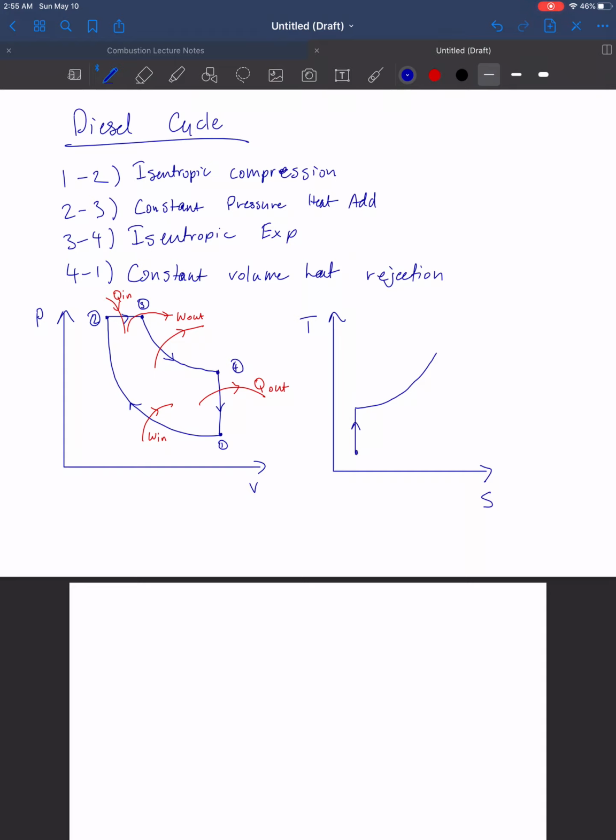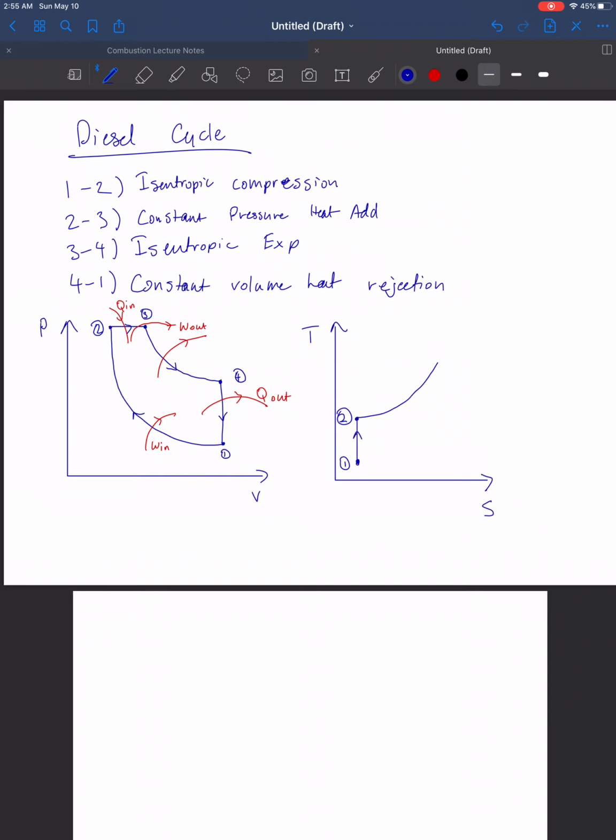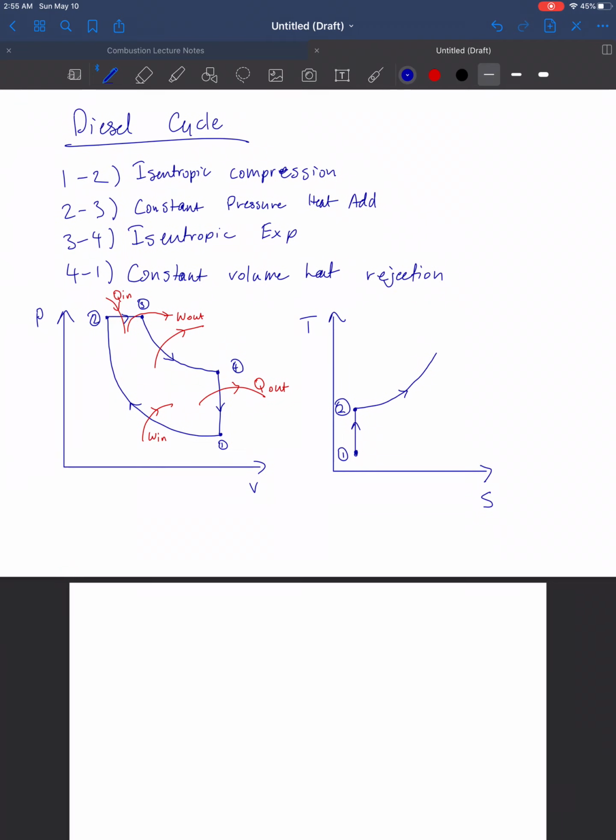So let me do this. This is our state 1. This is our state 2, right? So from 2 to 3, we have our constant pressure heat addition, right? What you're going to find is that you're going to have an increase in entropy and temperature. So that's why we get this. And then we have our isentropic expansion, which looks like this. And then it's sort of intuitive, right? When you find things that mirror themselves.